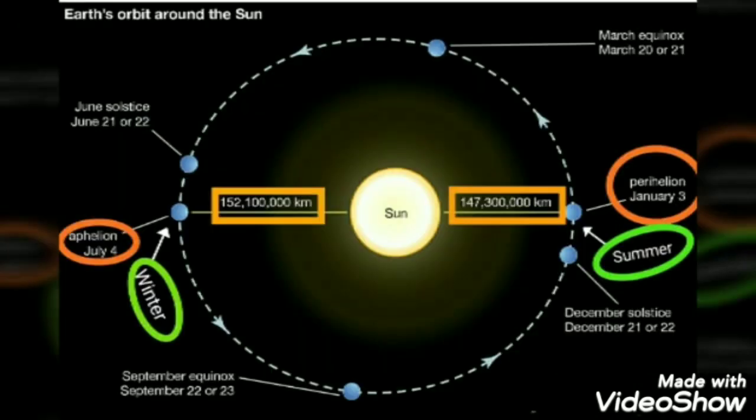In this picture, you can see the Sun is close to the Earth during summer, about 147 million kilometers, and during winter, the Sun is far from the Earth, about 152 million kilometers.